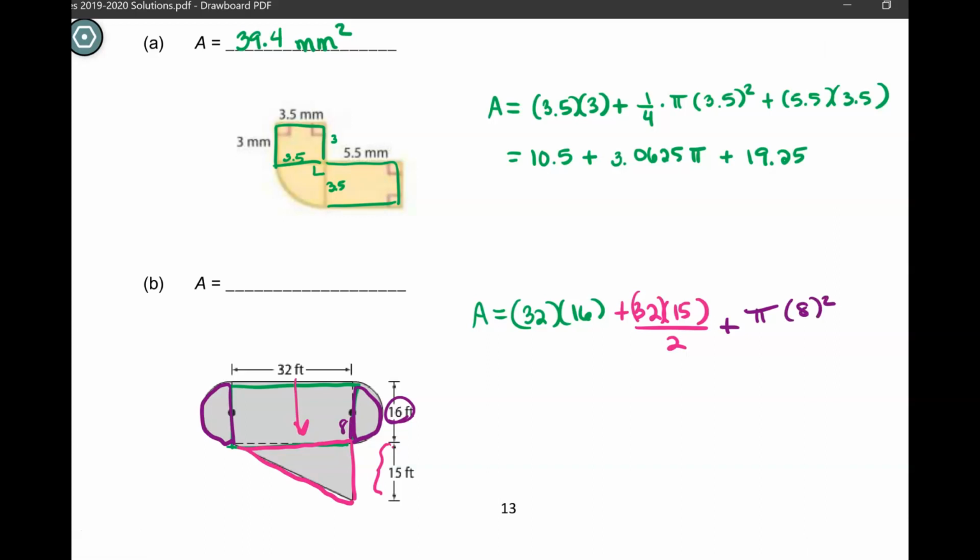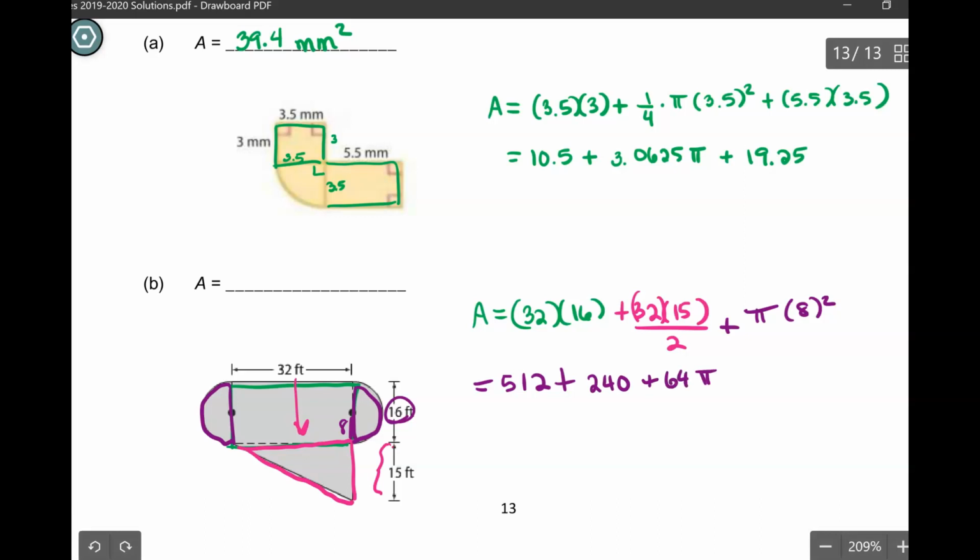So let's plug that in. So 32 times 16 is 512. Next part is 240. And then this will just be 64 pi. So let's just plug that in. So 512 plus 240 plus 64 pi. And I get 953.06, so that's going to be 953.1. And we get square feet.